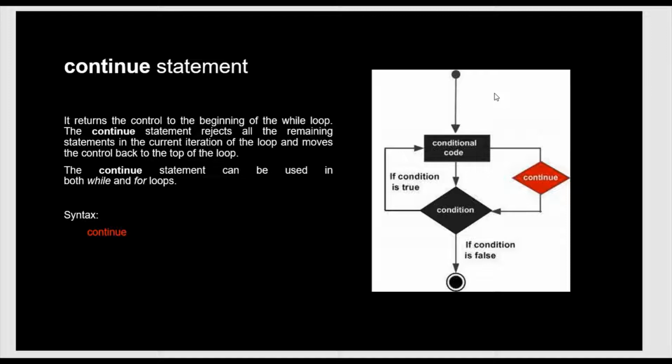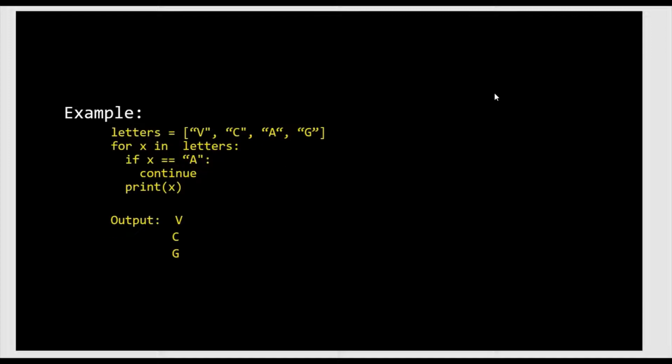And this is the flowchart of the continue statement. If the condition is true, it will skip the remaining code and go back to the loop, and finally we get the output. Here the example you can easily understand.